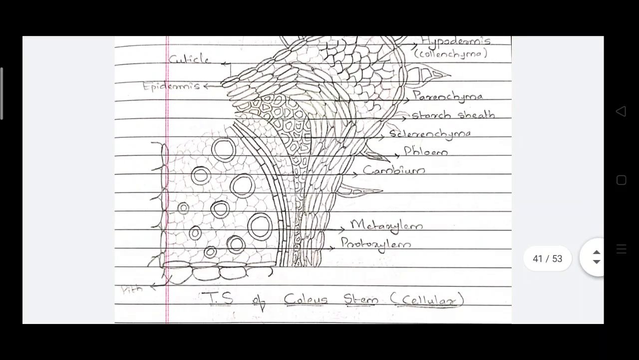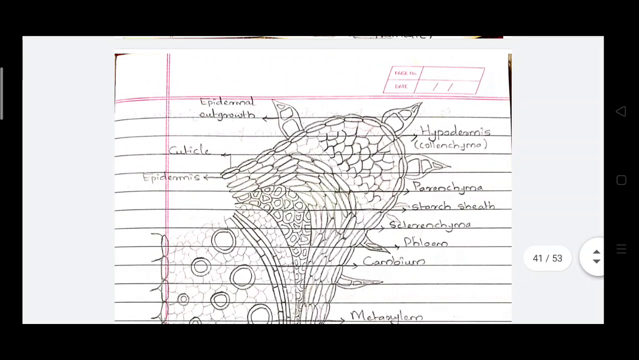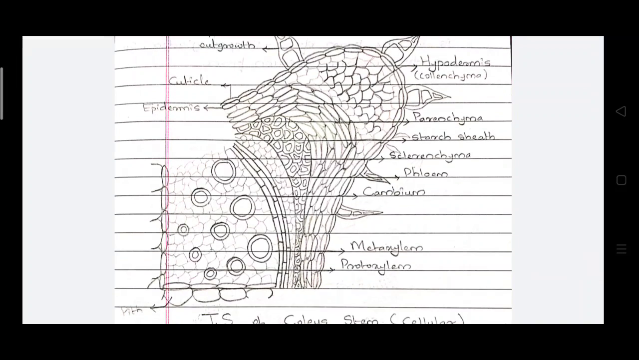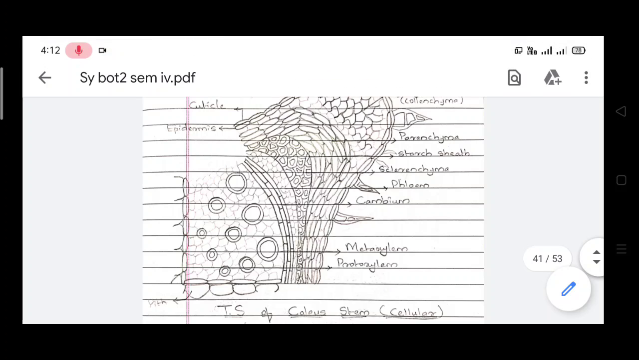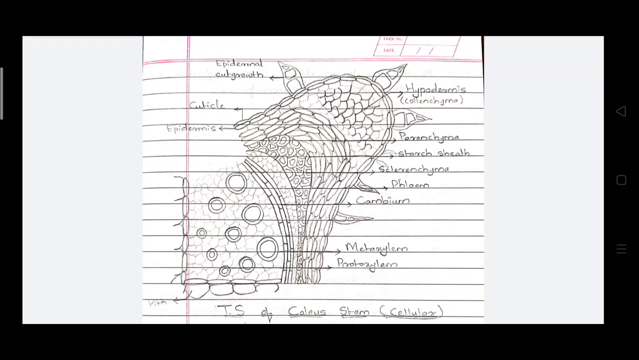So this is the cellular presentation of the TS of coleus stem. In that you have to just see how the different cells are arranged in the stem section. The outer part is the epidermis, which is a single layer, and on that there is the cuticle, and some epidermal outgrowths are present.